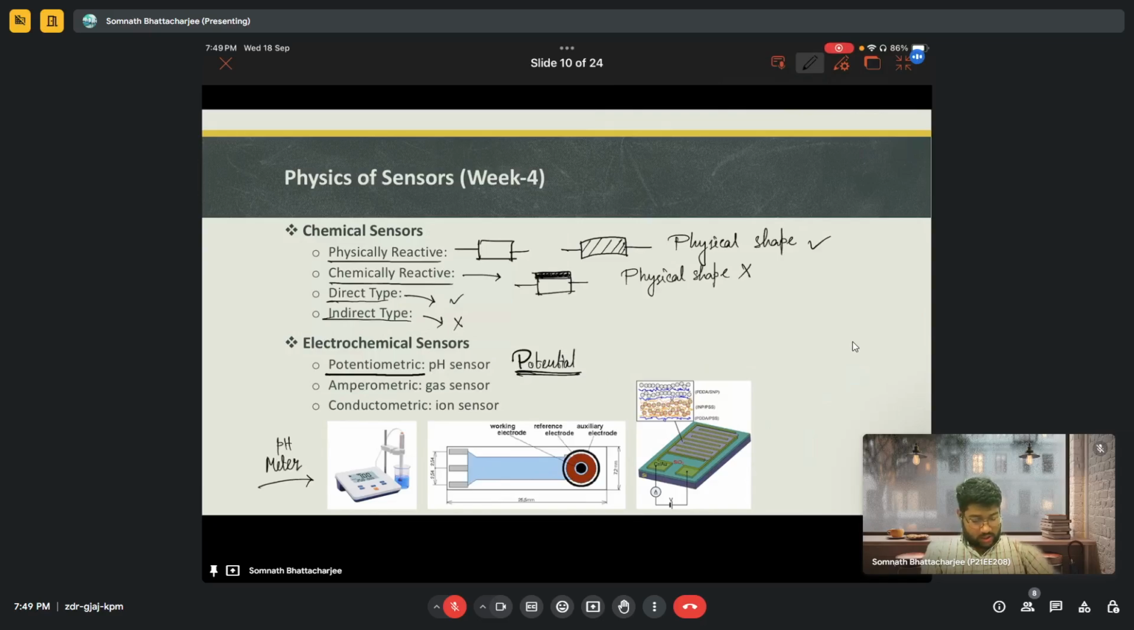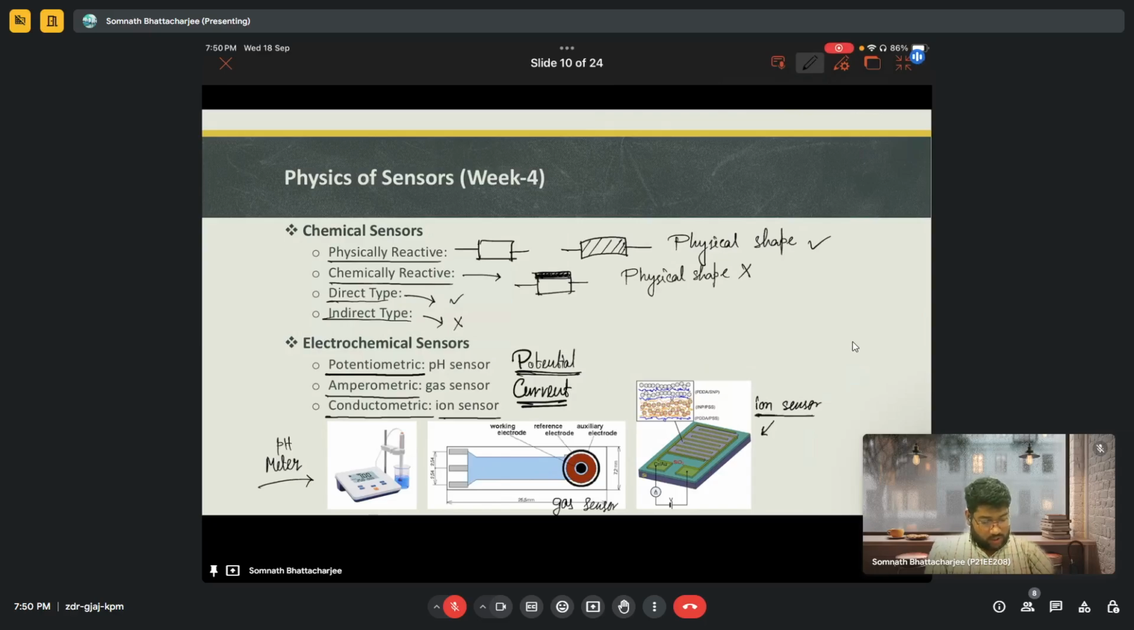Similarly, based on the change in current, there is the amperometric sensor. This is a gas sensor, which is the most common example of amperometric sensors. And this is the conductometric sensor, this one is an ion sensor. Based on the conduction through the sensor, we can directly detect ions inside.